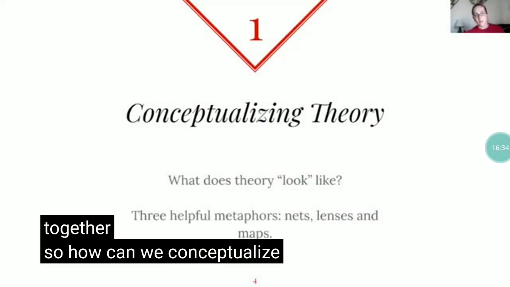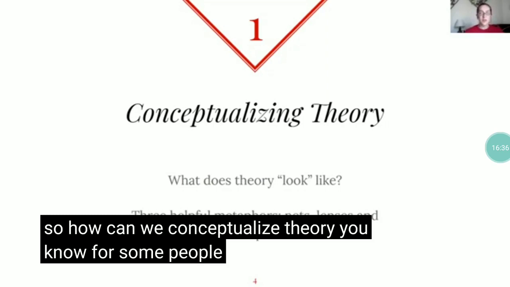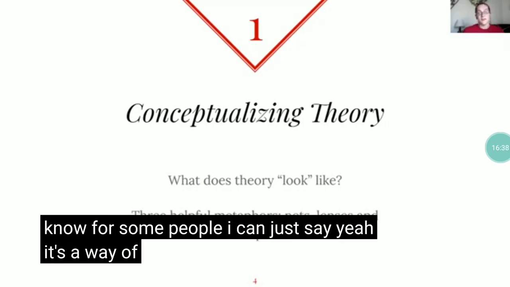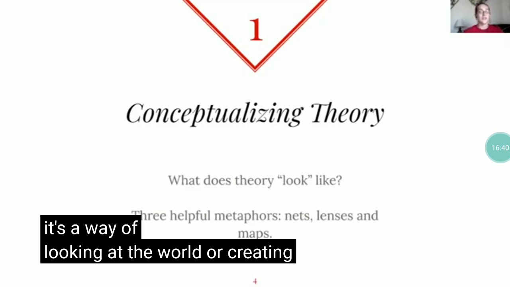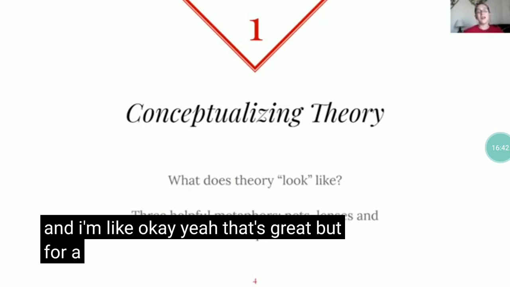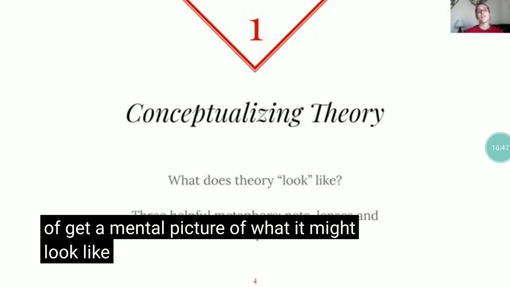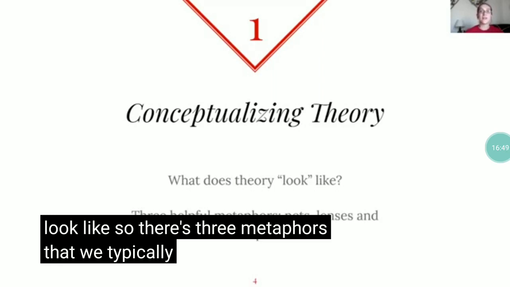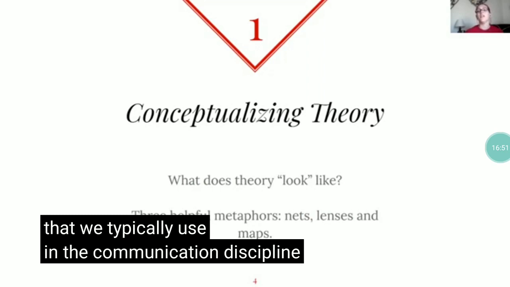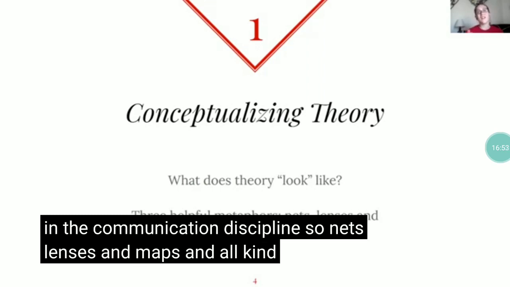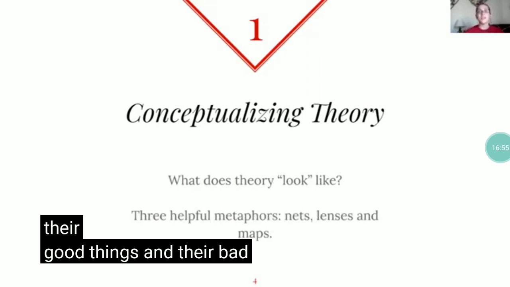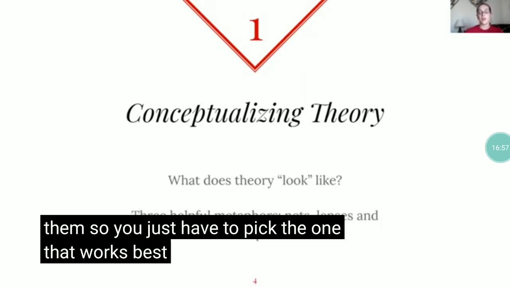So how can we conceptualize theory? For some people, I can just say it's a way of looking at the world or creating things, and they're like, okay, that's great. But for a lot of us, we really need to get a mental picture of what it might look like. So there are three metaphors we typically use in the communication discipline: nets, lenses, and maps. They all have their good and bad sides, so you just have to pick the one that works best for you.